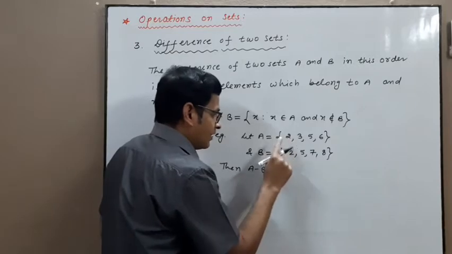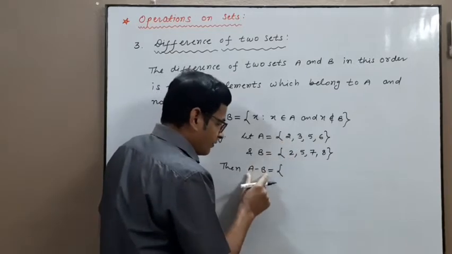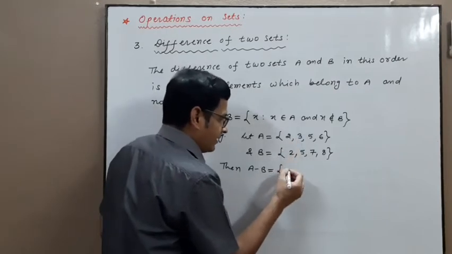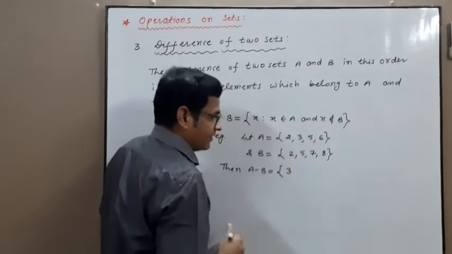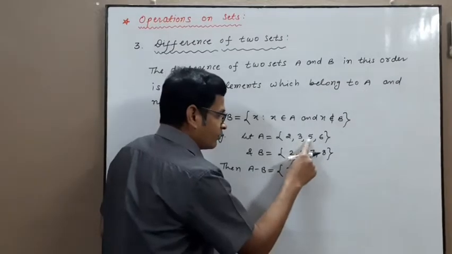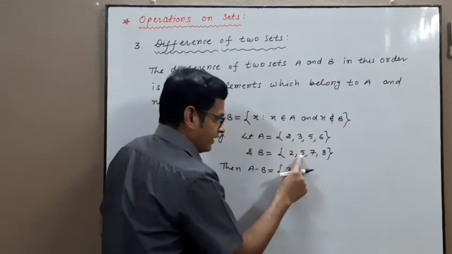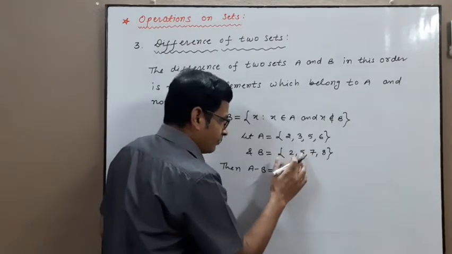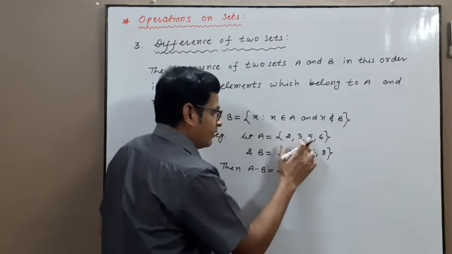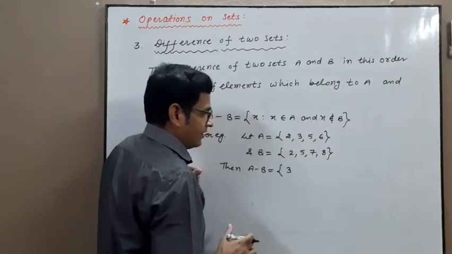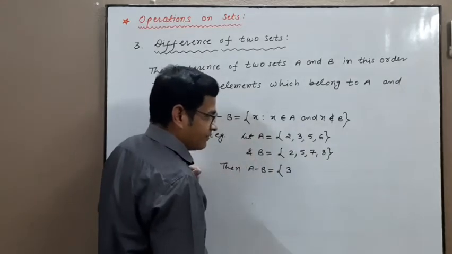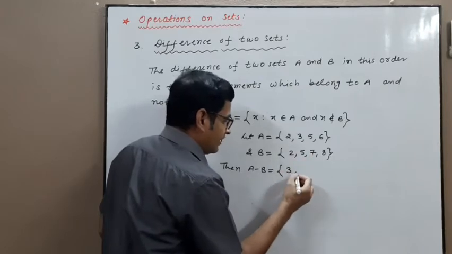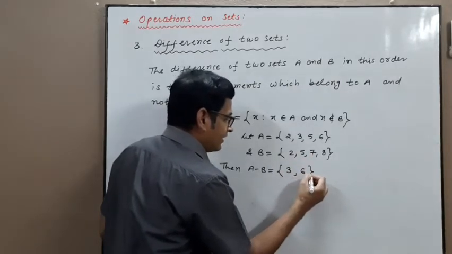2 belongs to A, 2 belongs to B, means 2 does not belong to A minus B. 3 belongs to A, 3 does not belong to B, it means 3 belongs to A minus B. 5 belongs to A, 5 belongs to B, so 5 does not belong to A minus B. 6 belongs to A, 6 does not belong to B, it means 6 belongs to A minus B.